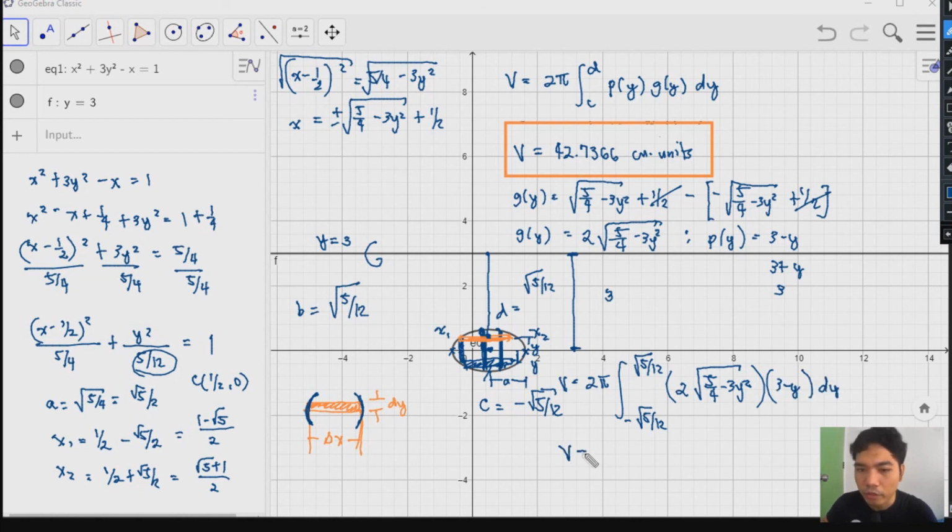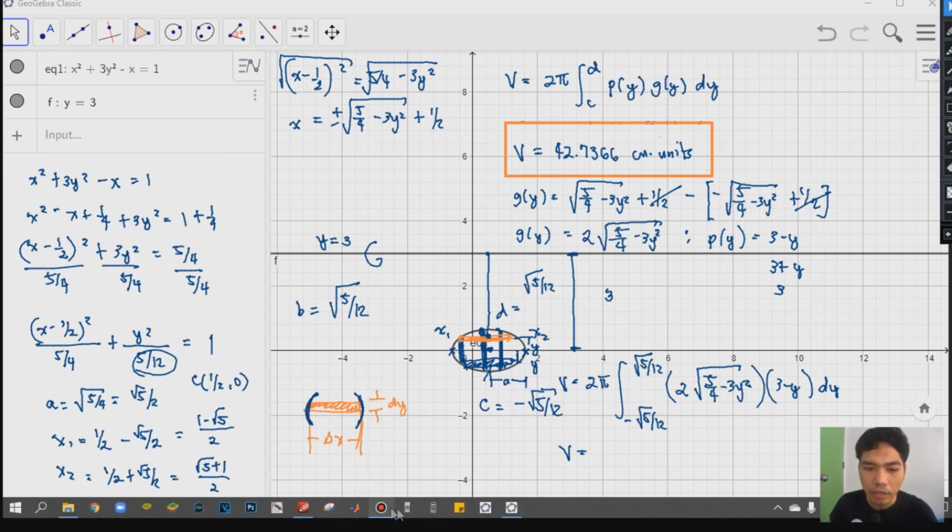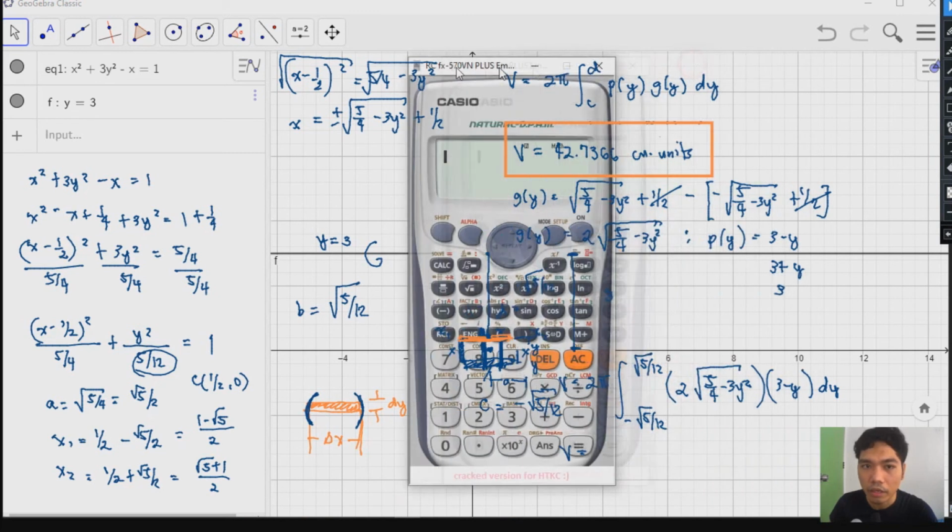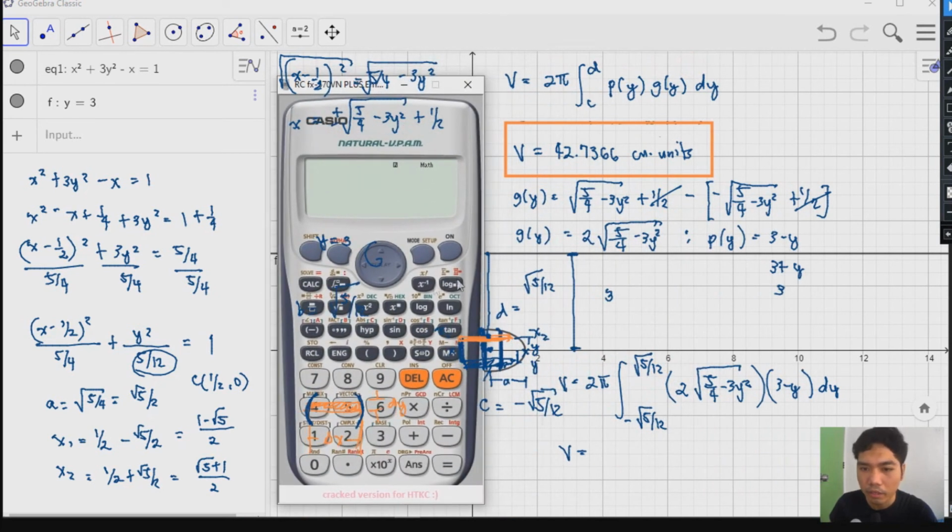So therefore the volume, let's use the calculator to solve for the volume. Okay, we have 2 pi. So, isulat na natin yung 2 pi para diretso na tayo, hindi tayo multiply later. So, we have 2 pi, and then that's negative square root of 5 over 12, and then square root of 5 over 12, and then 2 square root of 5 over 4.